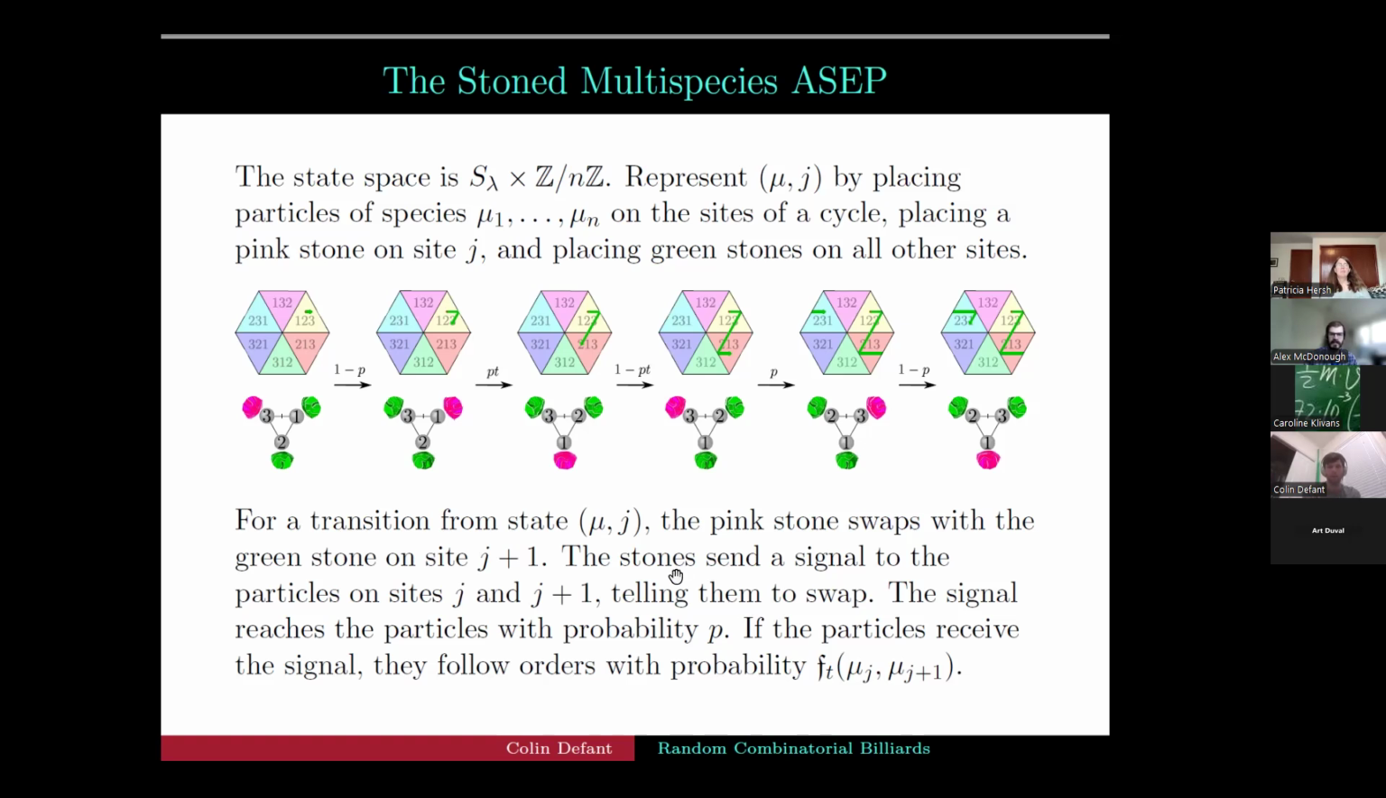Okay. So as an example, if I look at the transition from this state here to this state here, this happens with probability p times t. And the reason is that, well, you can see the pink stone moved. That always happens in every transition. But you can see that the 1 and the 2, these particles, they swap places with each other. So what happened is the signal actually reached the particles. That happened with probability p. And then once the signal reached the particles, they actually followed their orders, which happened with probability t. And it's t because 1 is less than 2. So overall, the probability of this transition actually occurring is p times t. Okay, and then there are similar computations for these other arrows here.